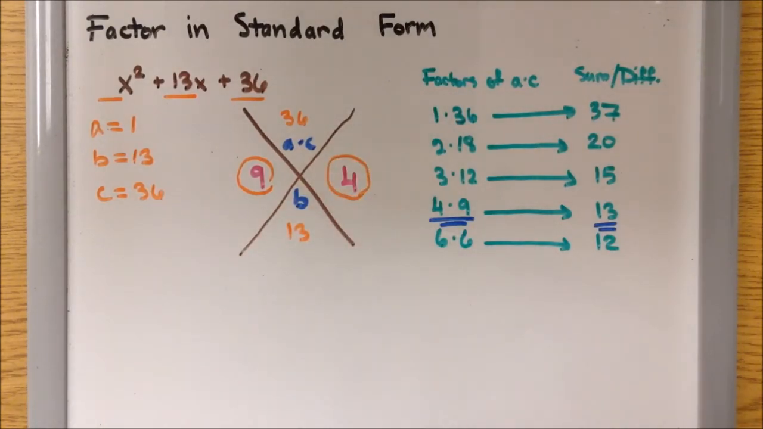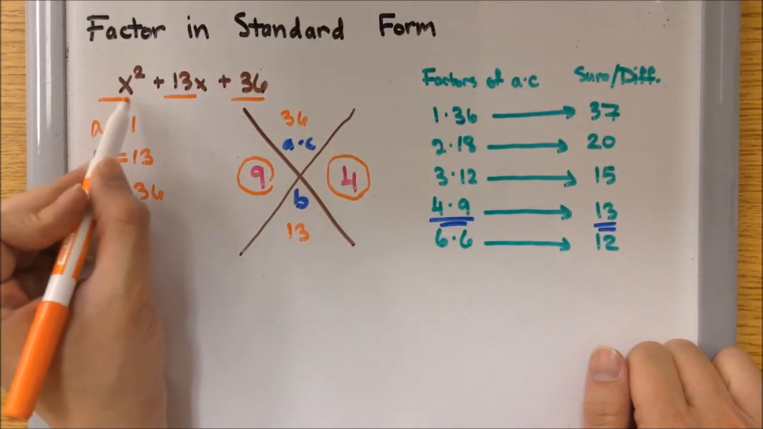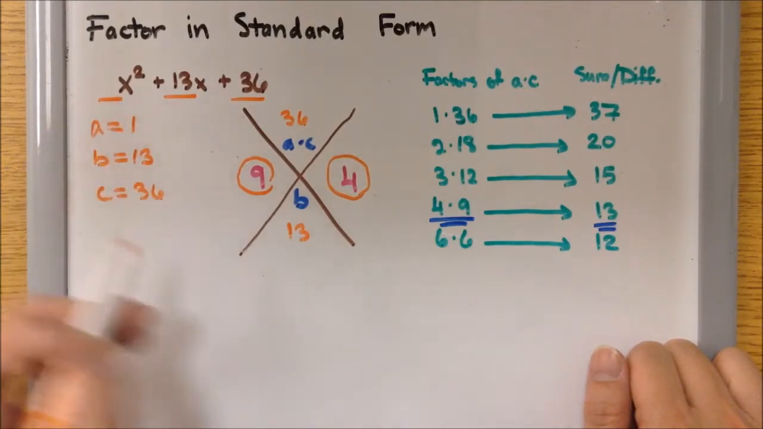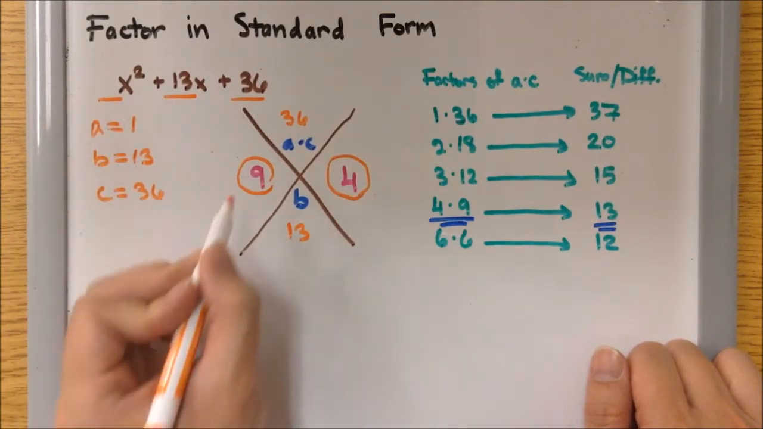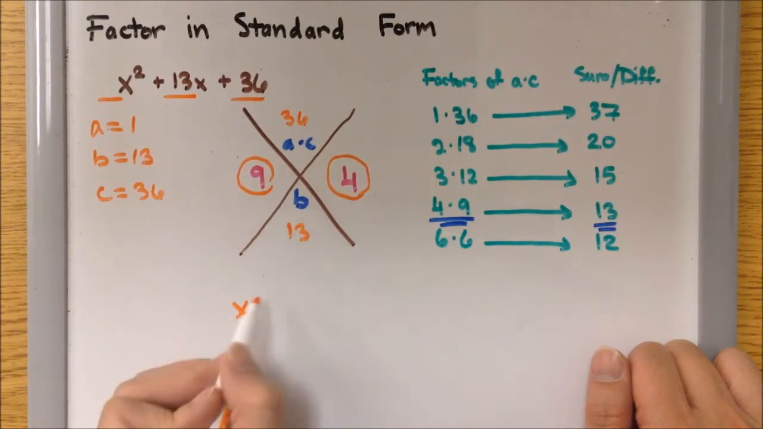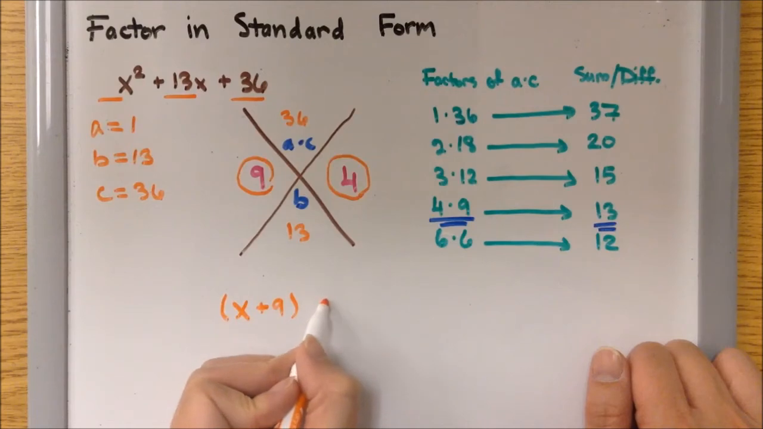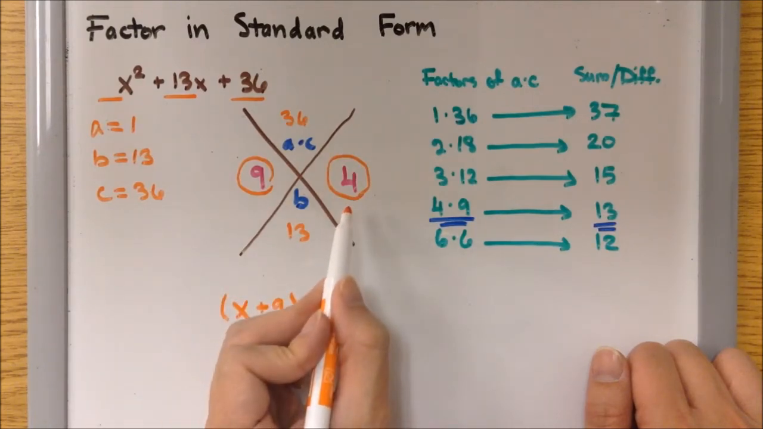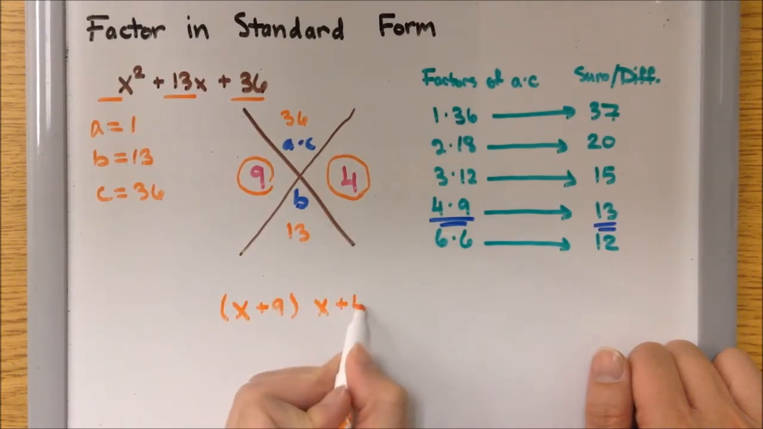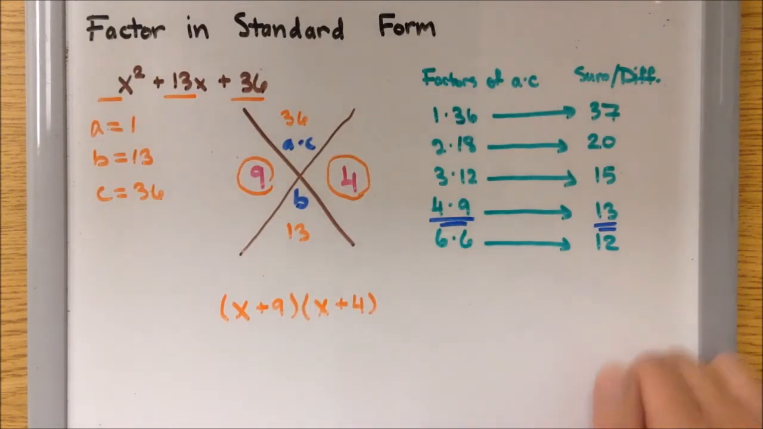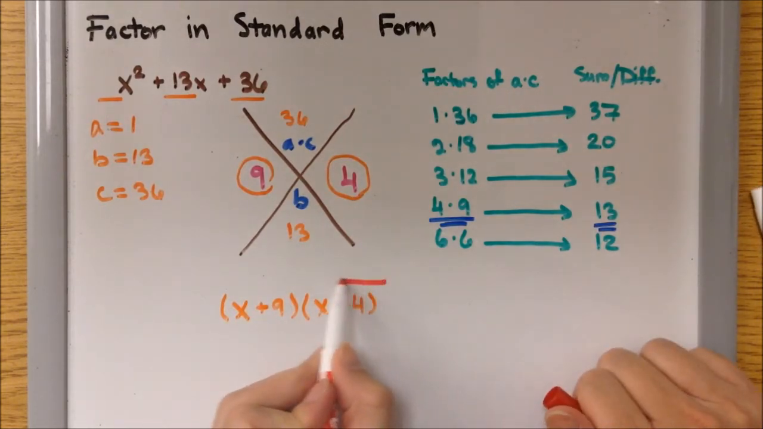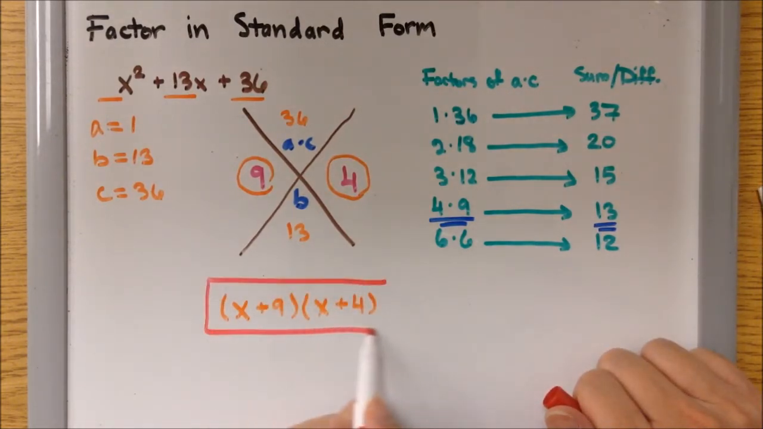our factor form. So again, since in our example we are using x, I'm going to write x first. Since it's a positive 9, plus 9, put it in parentheses, put in another x, it's a positive 4, so plus 4, put it in parentheses. So this is our final answer.